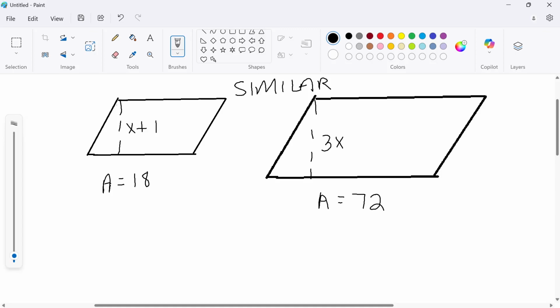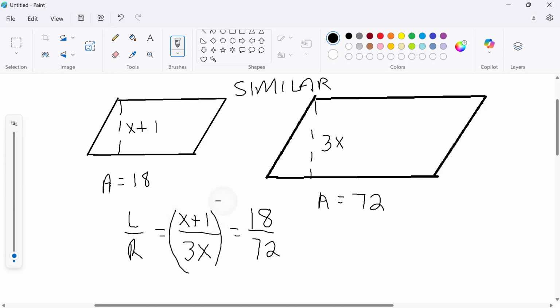So I'm going to do left rectangle over right rectangle equals. I'll do the heights first. This one is x plus 1. The one on the right is 3x, equals. And then the areas, 18 over 72. Those are ratios. But remember, the ratio of the heights and lengths has to be squared to get the ratio between the areas. So I'm going to square this.